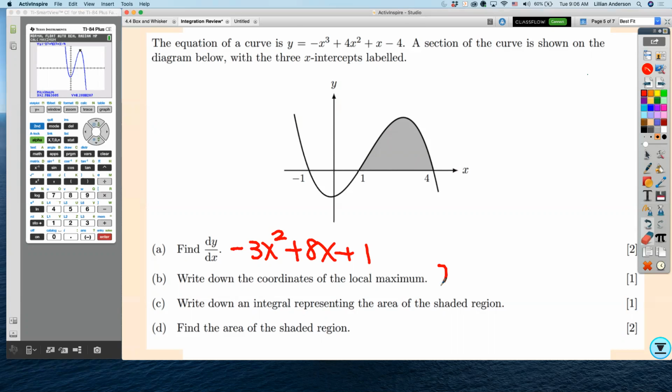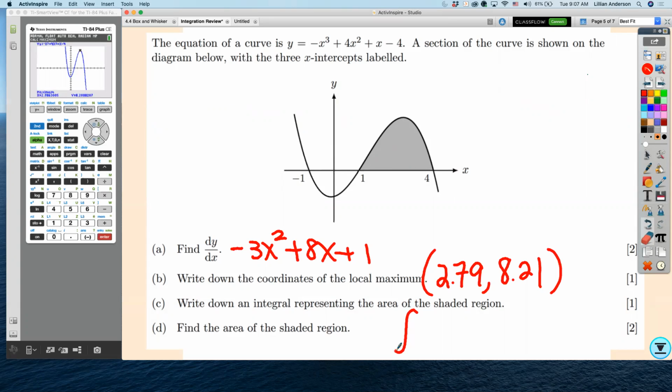That is 2.79. And then 8.21. It is a coordinate, so you want to make sure that you include your parentheses to indicate a point. So the first half of this question was derivatives. The second half is integration because it says to write down the integral representing the area of the shaded region.